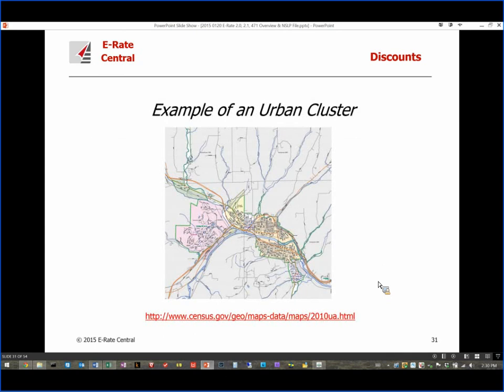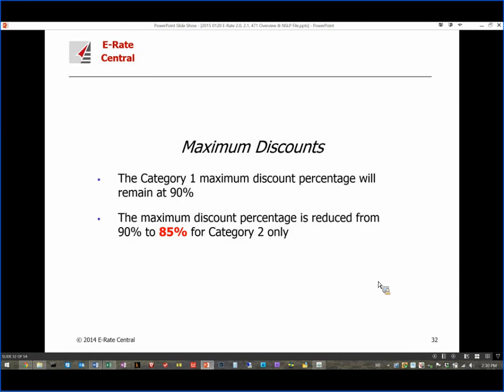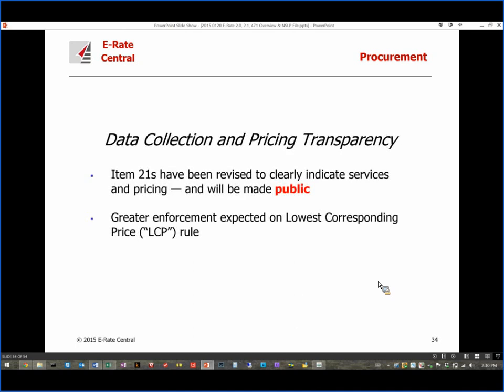If you've never gotten a picture of what an urban-rural cluster is, there's no way you can predict them. There are arbitrary lines that are drawn to identify that this particular town, city, etc., is in close proximity to a major city, and I'll leave it at that. So going back, we got the maximum discounts for category 1 are 90%, and the maximum for category 2 is at 85. A couple of procurement and contract issues.